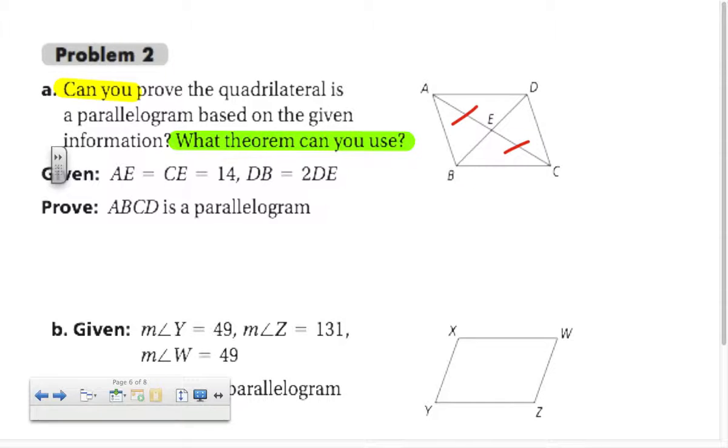and the length of DB equals twice the length of DE. So, if BD equals twice DE, does it make sense that I can put those markings in place? Based on the markings I have on the screen, can I say that this is a parallelogram? And if so, what property are we using? Can we say yes? Beautifully put, yes. This is a parallelogram because the diagonals bisect.